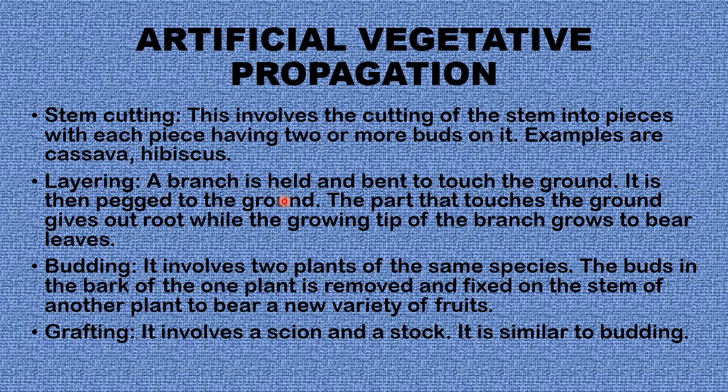Layering. In layering, a branch is held and bent to touch the ground, which is then pegged to the ground. The part that touches the ground gives out roots, while the growing tip of the branch grows to bear leaves. In budding, you get two plants of the same species. The buds in the bark of one plant are removed and fixed on the stem of another plant to bear a new variety of fruits. While finally, grafting involves a scion and a stock, just like budding. You see in the next slide the presentation.